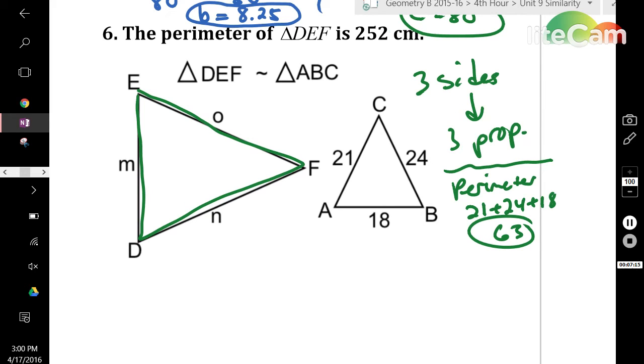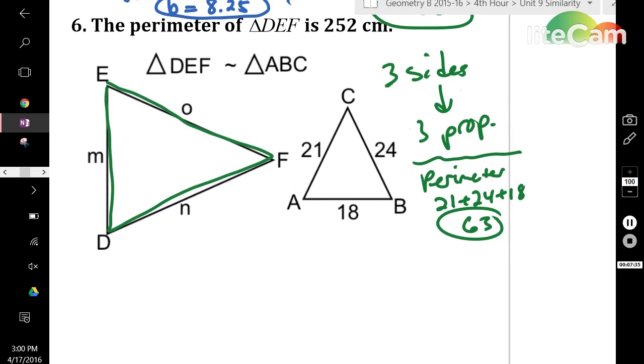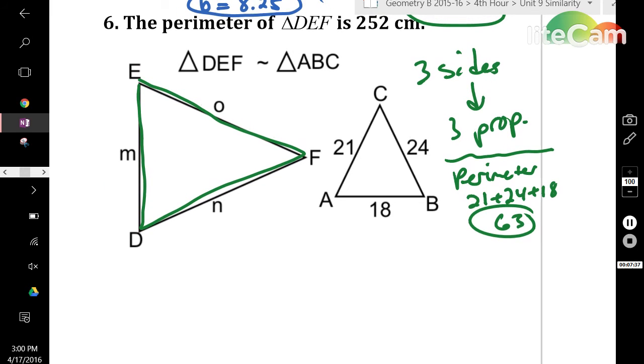Now you might be wondering, why is it important to know the perimeter between 2 triangles? Well, perimeter is made up of side lengths, and in similar polygons, side lengths are proportional. So therefore, perimeters are proportional as well, and you can actually stick those right into the proportion and find missing side lengths that way. So if I have the 2 perimeters, I can do 252 over 63 and use that in every single proportion that I have to set up to solve for a missing side length.